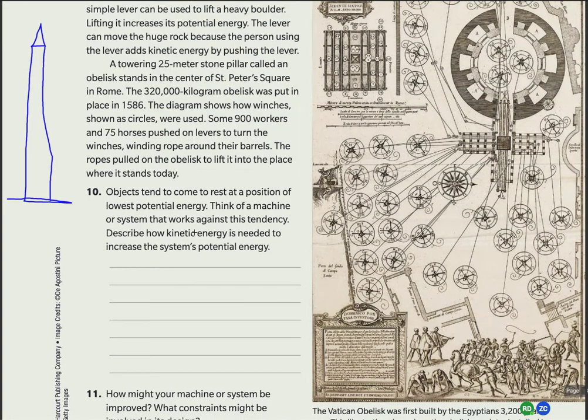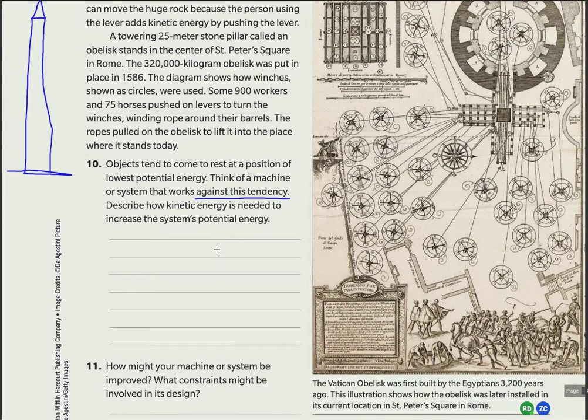So this question is asking, what machine works against this tendency? And that tendency is the tendency for objects to come to rest at lowest potential energy, meaning when they don't have any potential energy, they kind of stop moving. So one thing I can think of is a clock.